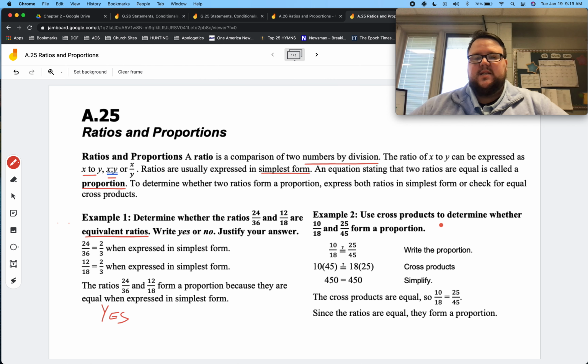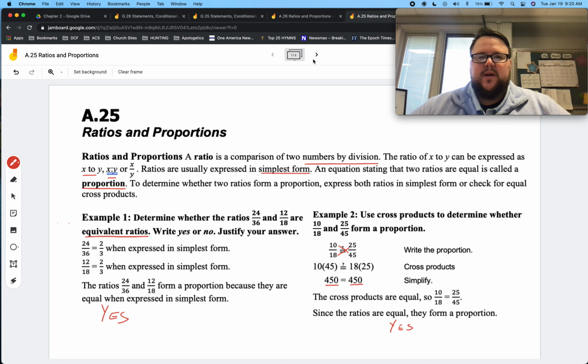Another way to do this is to use cross products to determine whether 10 over 18 and 25 over 45 form a proportion. So you set the two fractions equal to each other, and you're going to cross multiply. So 10 times 45 is 450, and 18 times 25 is 450. And since they both cross multiply, their products are equal, then yes, they form a proportion. So that would be yes.